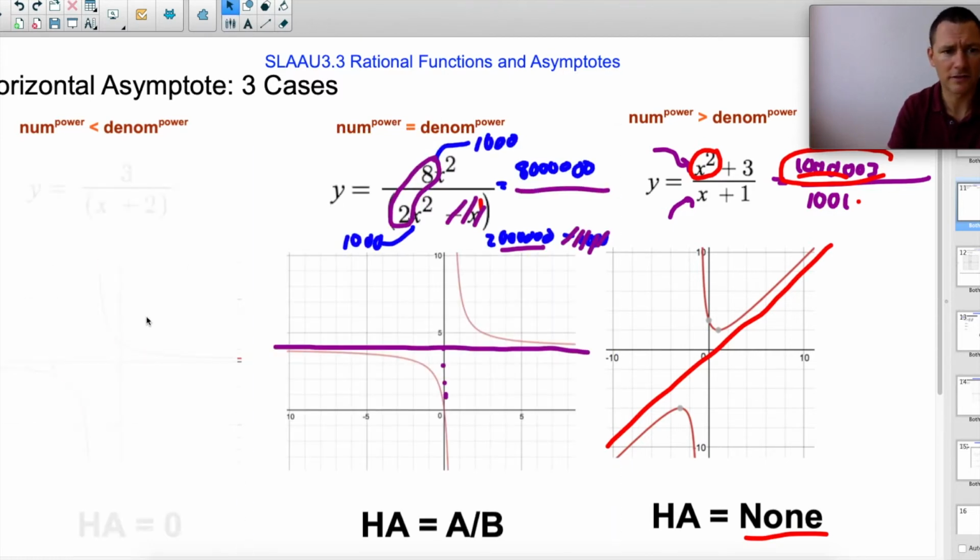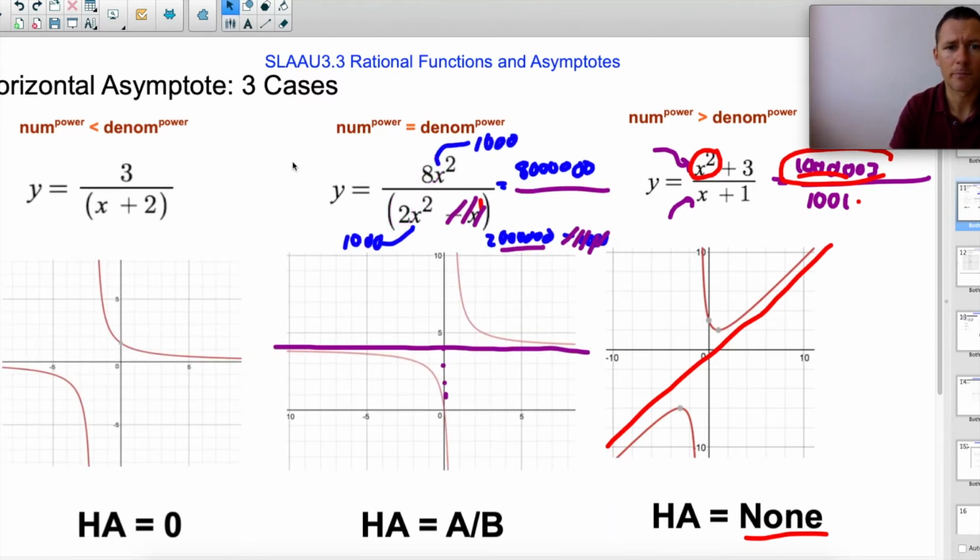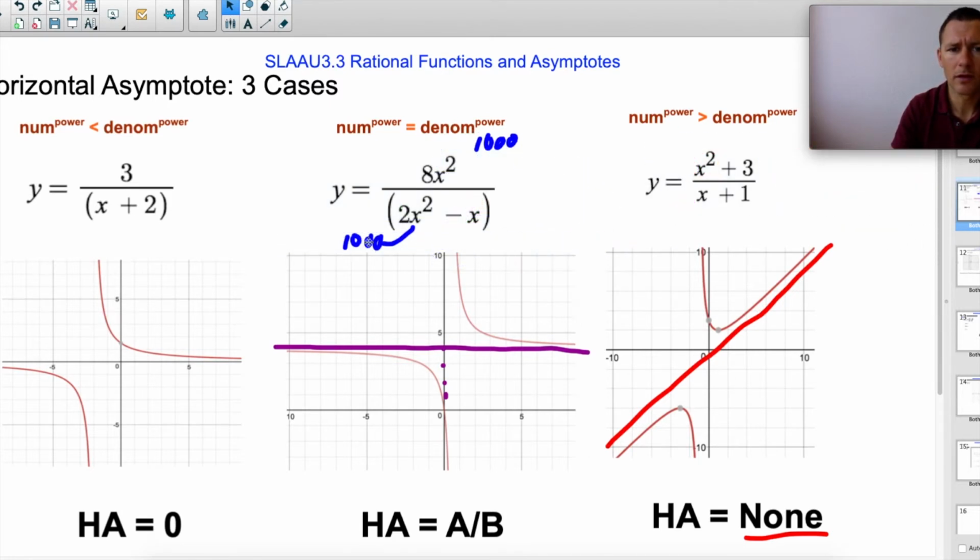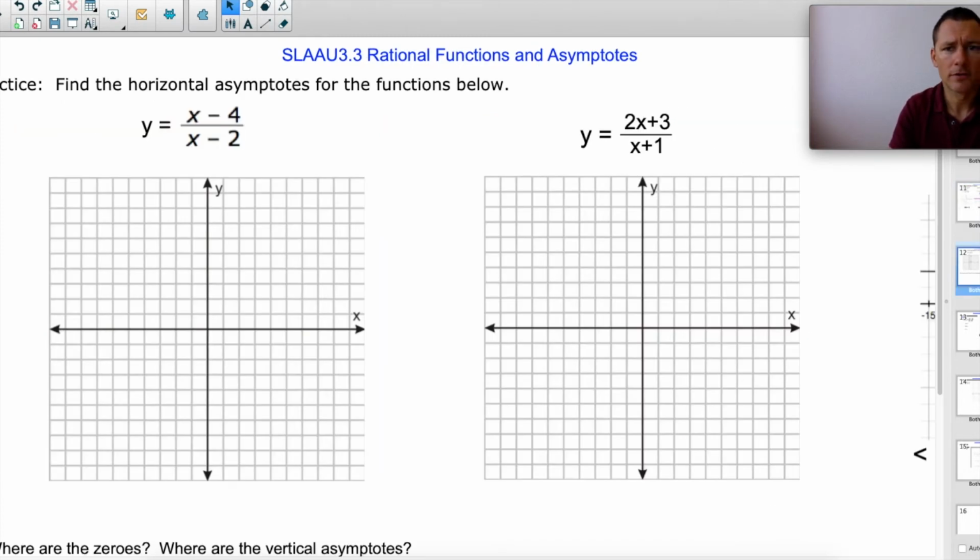So here's the synopsis of all of that. And we're going to try that out with a couple of examples. So here's 2 examples. All we want to do is find the zeros, and find the horizontal and vertical asymptotes. Essentially, we're going to try to draw these. I think we already messed with these a little bit.